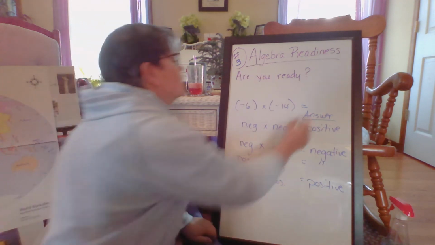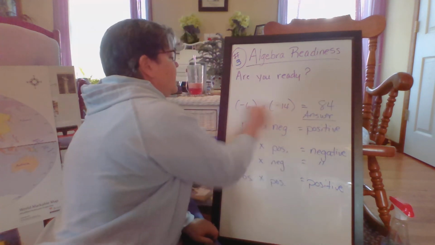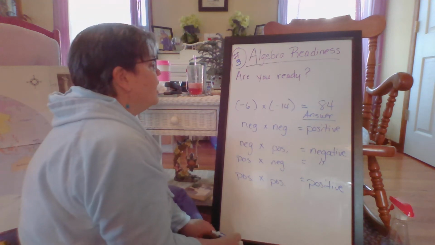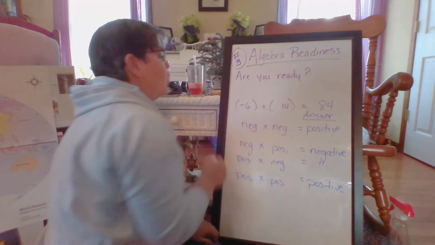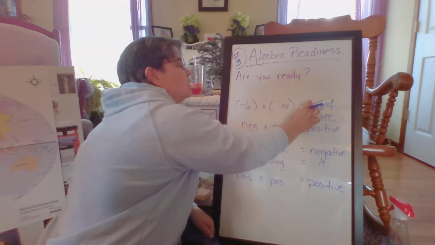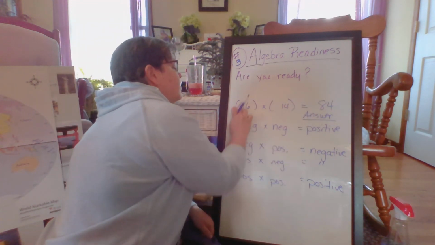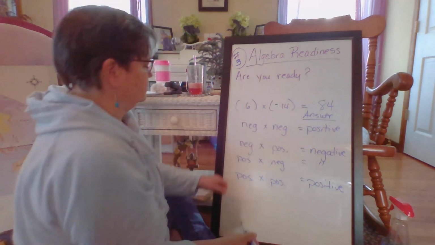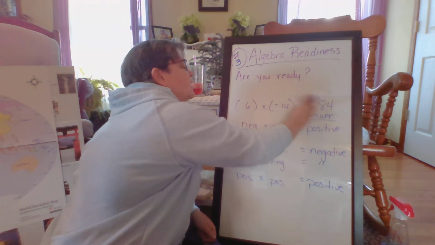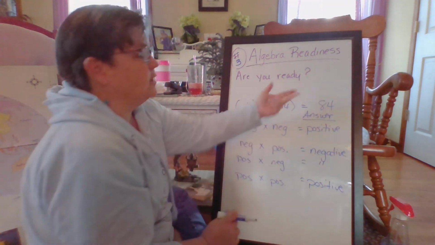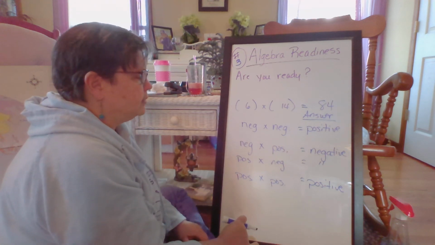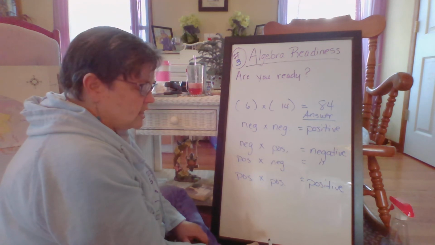That's 84. Now, there are two negative numbers. So negative and negative is a positive 84. If I made one negative and one positive, well, then that would be a negative 84. Okay? If I made this one positive and this one negative, positive, negative, I would have a negative 84. And if I made them both positive, I would have a positive 84. So that's how you do multiplication with negative and positive numbers.